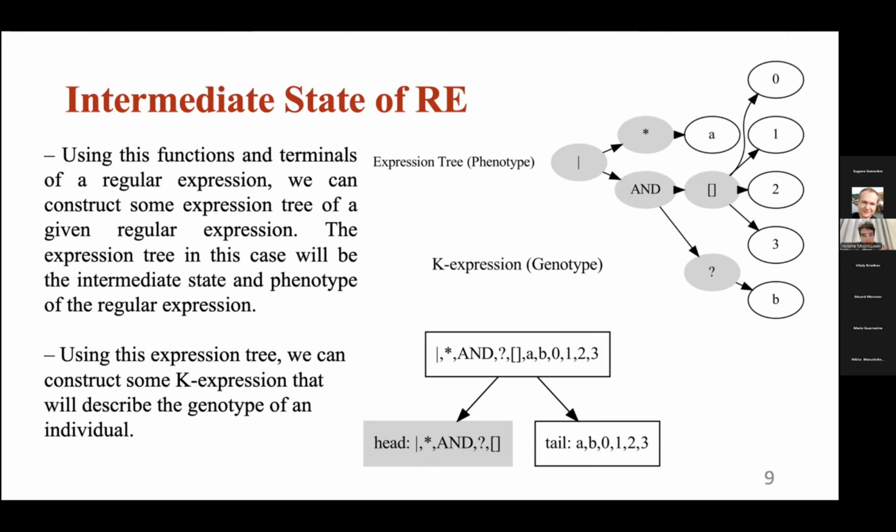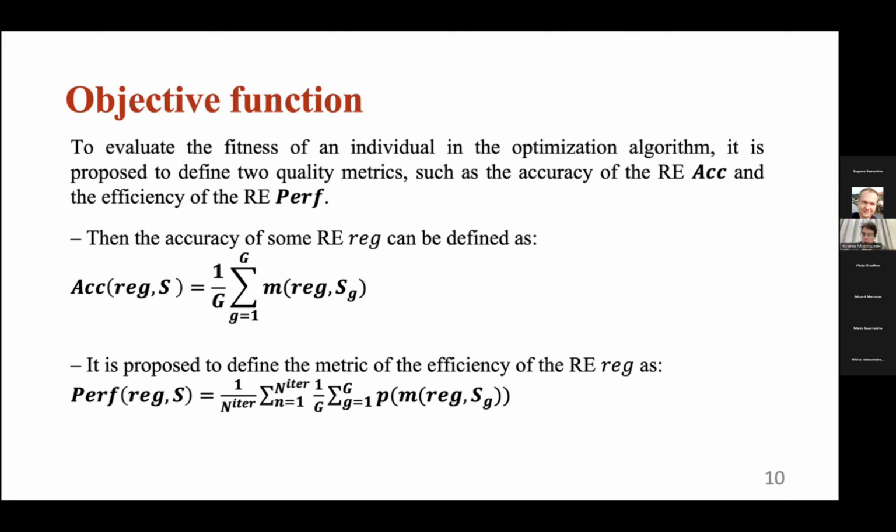The expression tree in this case will be the intermediate state and phenotype of the regular expression for our algorithm. And using this expression tree, we can construct some key expression that will describe the genotype of an individual. Then we need to define the objective function. To evaluate the fitness of an individual in the optimization algorithm, it is proposed to define two quality metrics, such as the accuracy of the regular expression and the efficiency of the regular expression.